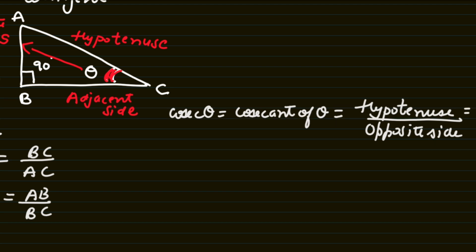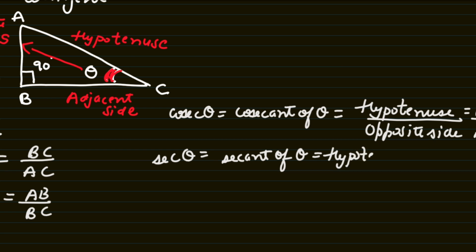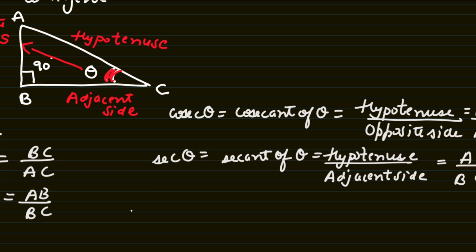So here hypotenuse is AC and the opposite side is AB. Again, secant theta, that is secant of theta. Secant of theta will be hypotenuse upon adjacent side. So here the hypotenuse is AC and the adjacent side is BC.